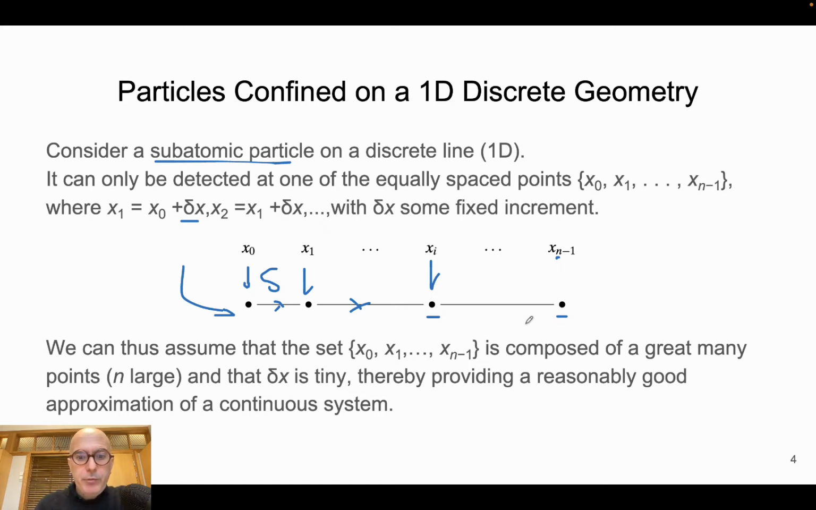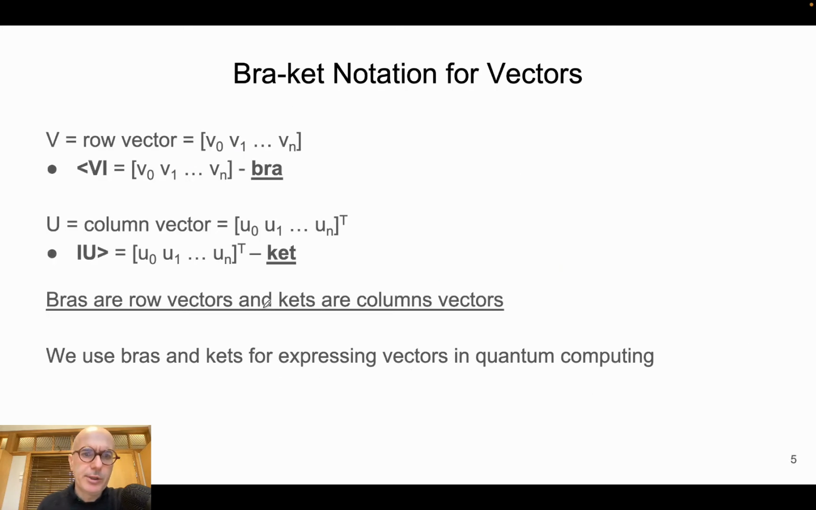Obviously, if we have many of these points, so that n is very large and delta x is very, very small, this is a reasonable approximation of a continuous system, because x0 will be very, very close to x1, and then very close to x2. But it is still a discontinuous system because it's a quantum system.